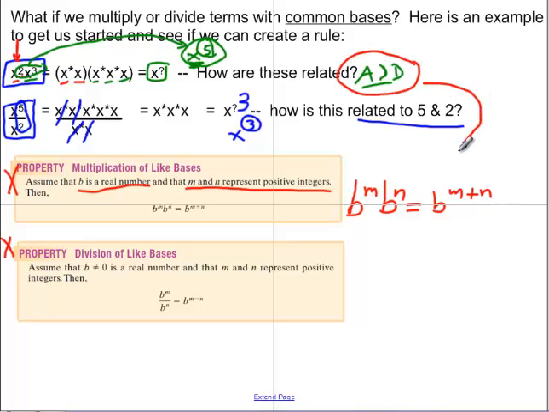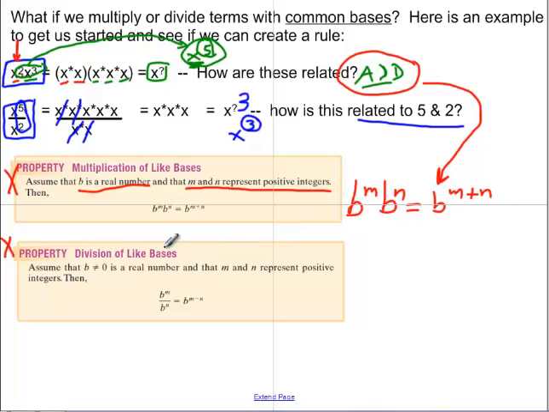And we showed that up here. When we multiply x squared times x cubed, write it out longhand. How many do we have multiplied together? We've got 5 of them. X to the 5th power. The exponents 2 plus 3 add up to give us 5 as our exponent. So there's our rule.